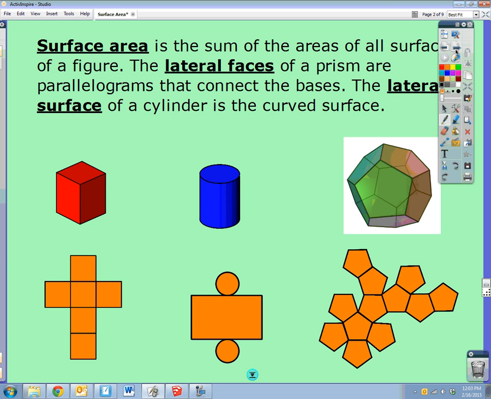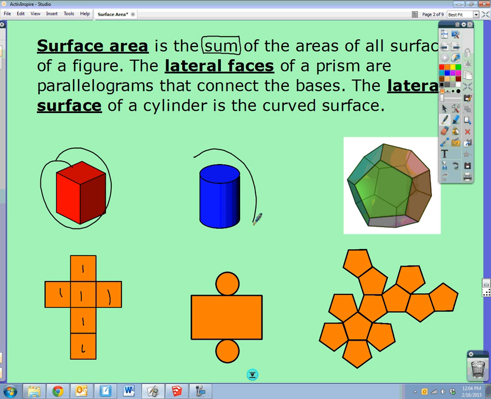Rather than doing that, we're going to flatten out the shape, and we're going to look at all the lateral faces. We're going to take the sum of all those lateral faces. Here's a cube, and we've got 1, 2, 3, 4, 5, 6 lateral faces. If we find the area of each of those lateral faces and add them all together, that's the surface area.